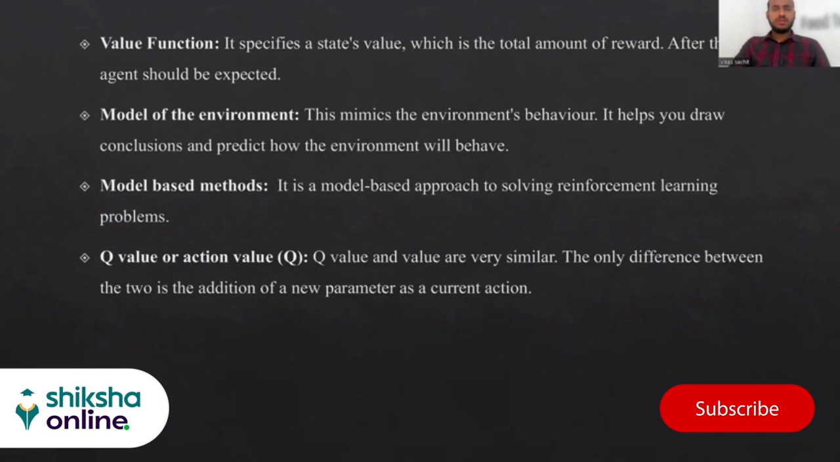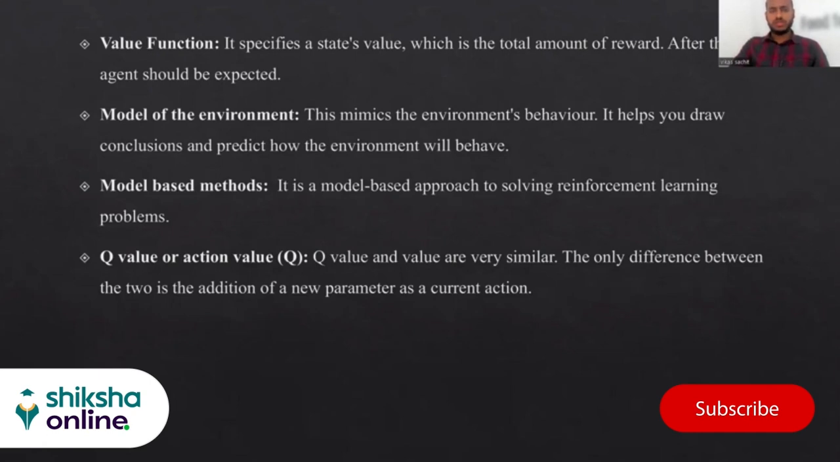And there are some other concepts, like the value function. It specifies a state's value, which is the total amount of reward an agent should expect. It is the total reward you are going to get after the reinforcement learning completes its task. The model of the environment mimics the environment's behavior. It helps you draw conclusions and predict how the environment will behave. The model-based method is a model-based approach to solving reinforcement learning problems.